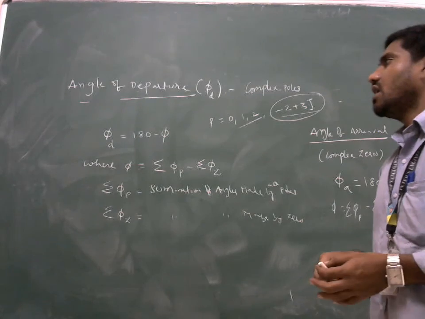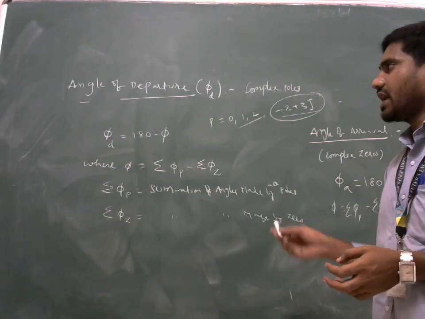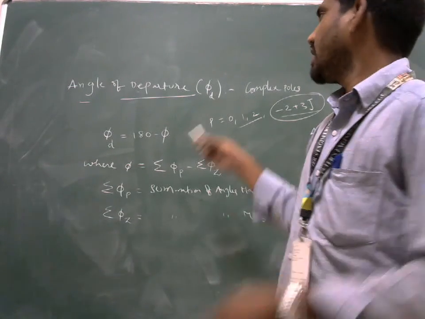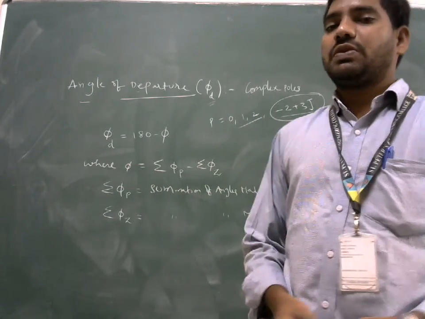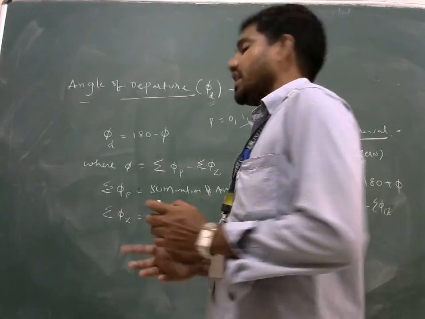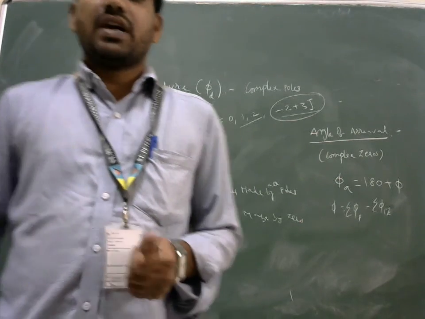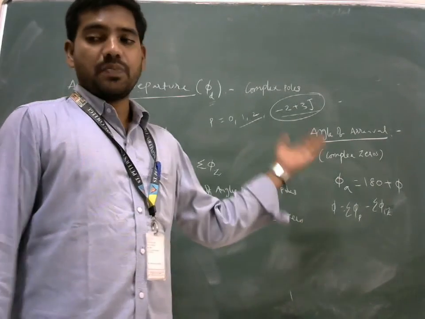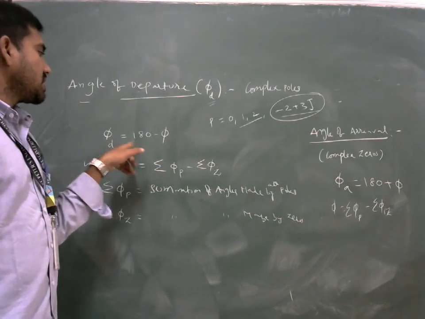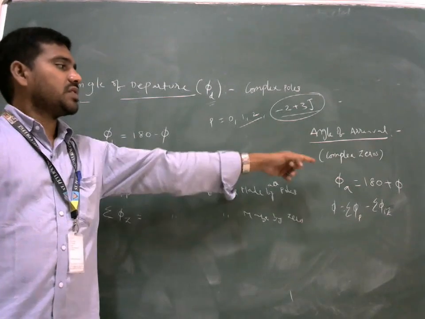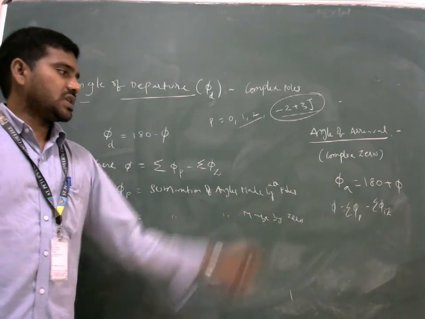Next, the last step is the angle of departure and angle of arrival. Phi d means the angle of departure. Whenever we have complex poles, we find the angle of departure. The angle of departure formula is 180 minus phi. Similarly, whenever we have complex zeros, we find the angle of arrival. The formula is phi equal to 180 plus phi.